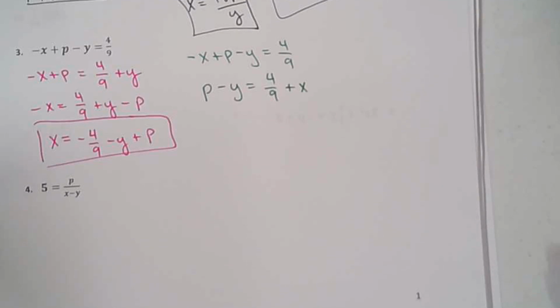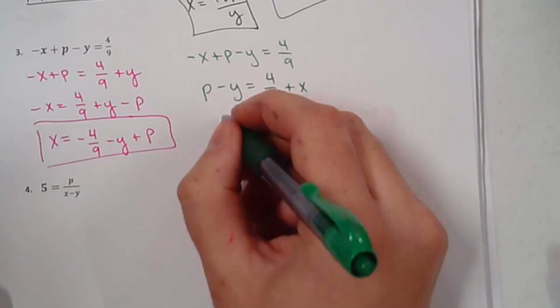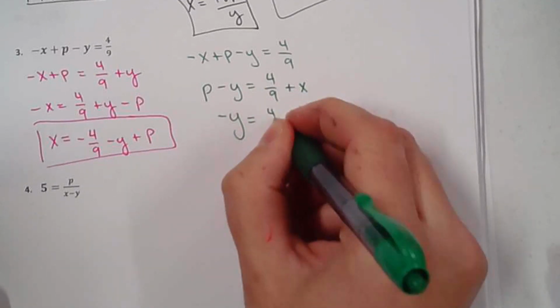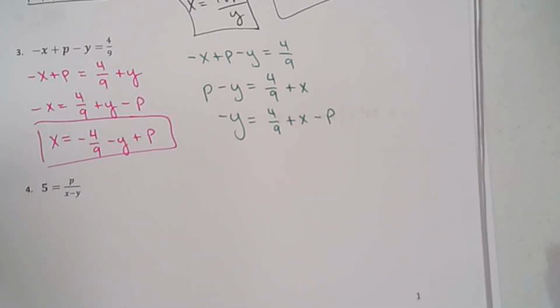Again, we're trying to get y on its own, so we need to get rid of that p. How do we get rid of the p? We subtract it because it's a term that's positive right now. So now we have negative y equals 4/9 plus x minus p. Ladies and gentlemen, how do we get rid of the negative in front of the y? We need to divide, right? Now what is that going to do when we divide everything by negative 1? It's going to flip all the sides.